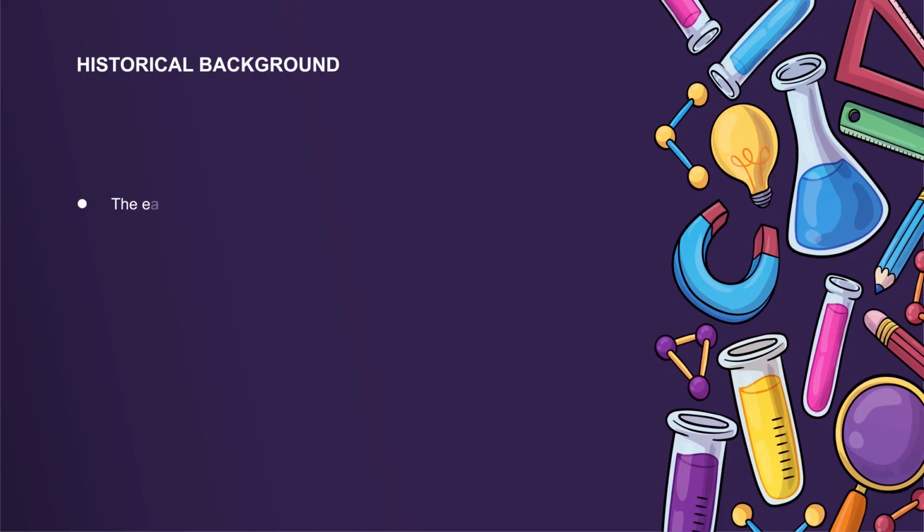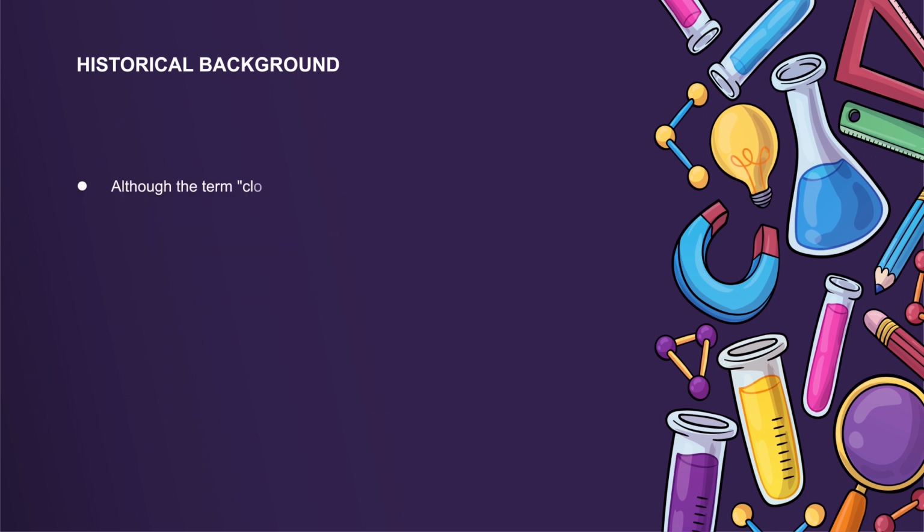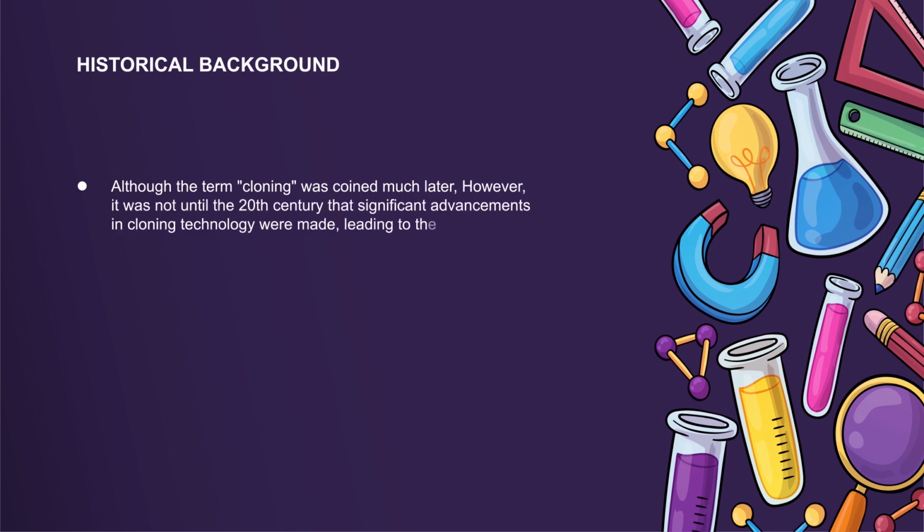The concept of cloning has a rich history that dates back to ancient times. Although the term cloning was coined much later, early examples of cloning can be observed in nature through asexual reproduction in plants, such as budding and vegetative propagation. However, it was not until the 20th century that significant advancements in cloning technology were made, leading to the birth of modern cloning technology. One major milestone in cloning history is the development of nuclear transfer in the 1950s.